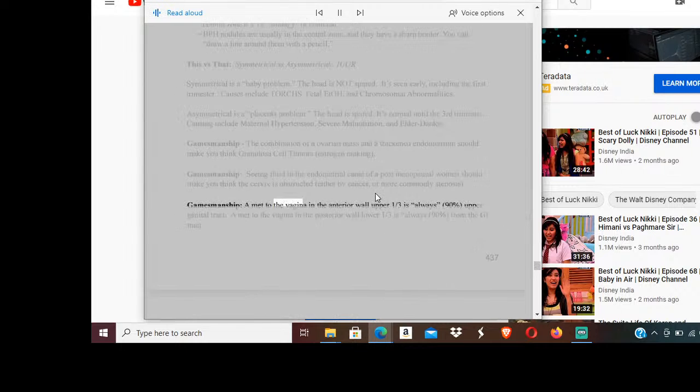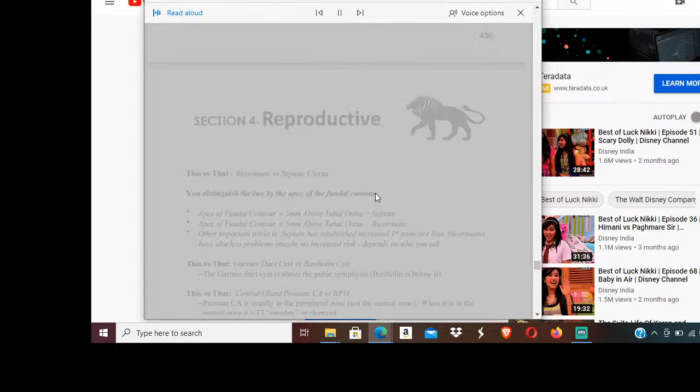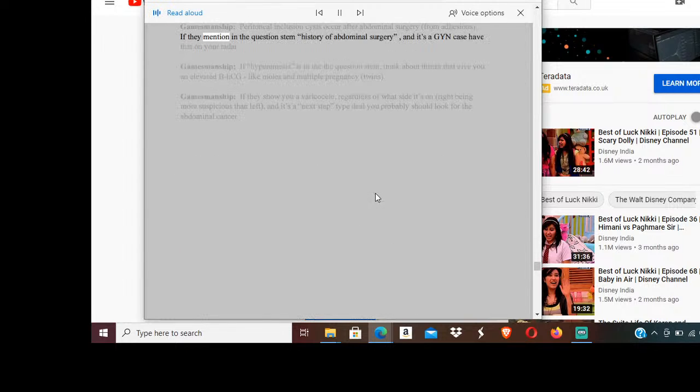437. Gamesmanship: peritoneal inclusion cysts occur after abdominal surgery from adhesions. If they mention in the question stem a history of abdominal surgery, and it's a GYN case, have that on your radar. Gamesmanship: if hyperemesis is in the question stem, think about things that give you an elevated BHCG, like moles and multiple pregnancy, twins. Gamesmanship: if they show you a varicocele, regardless of what side it's on, a right being more suspicious than left, and it's a next step type deal, you probably should look for the abdominal cancer.